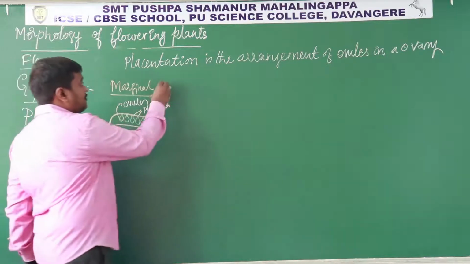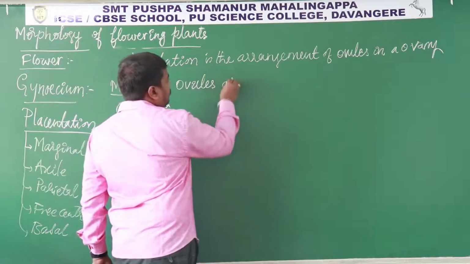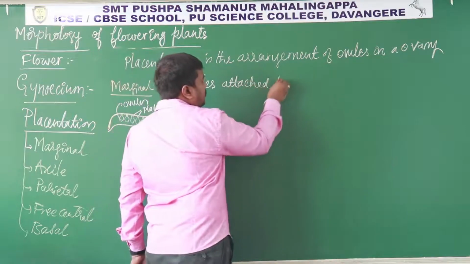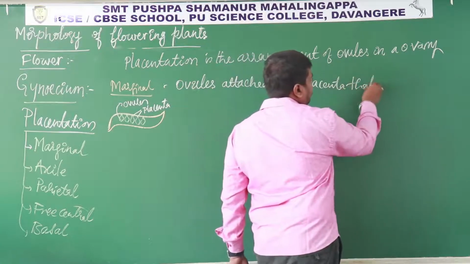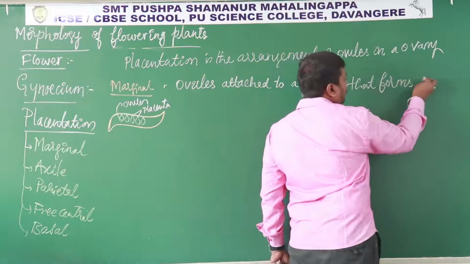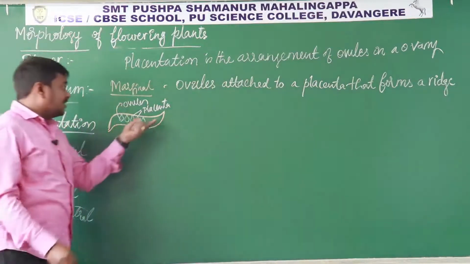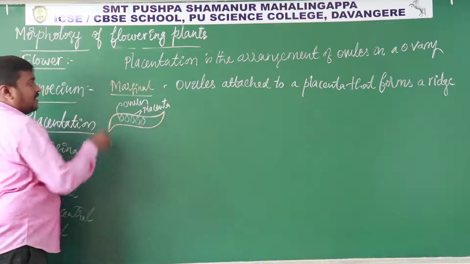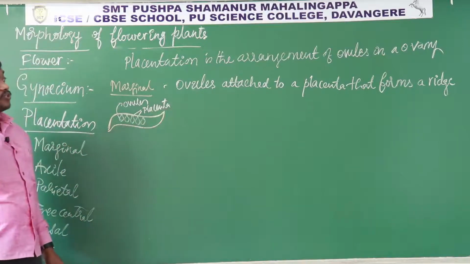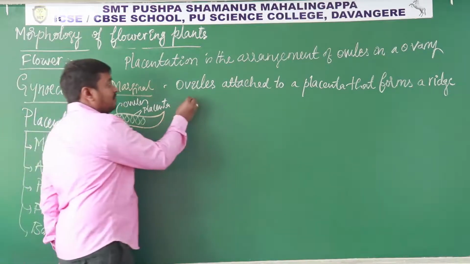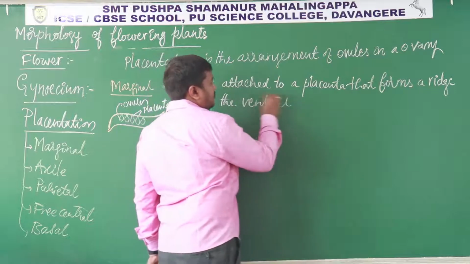Or in simple words, in marginal placentation, ovules attached to a placenta that forms a ridge. ಓಕೆ ದಟ್ ಫಾರ್ಮ್ಸ್ ಅ ರಿಡ್ಜ್. ಇದನ್ನು ರಿಡ್ಜ್ ಅಂತ ಹೇಳ್ತೀವಿ. ಈ ರೀತಿ ರಿಡ್ಜಲ್ಲಿ ಜಾಯಿನ್ ಆಗಿರುತ್ತೆ. ಓಕೆ ಅದು ವೆಂಟ್ರಲ್ ಸೈಡ್ ಇರುತ್ತೆ ಬಟ್ ಜಾಯಿನ್ ಆಗಿ ದೇ ಫಾರ್ಮ್ಸ್ ದ ಸ್ಟ್ರಕ್ಚರ್ ಲೈಕ್ ದಿಸ್. ಓವ್ಯೂಲ್ಸ್ ಅಟ್ಯಾಚ್ ಟು ಎ ಪ್ಲಾಸೆಂಟಾ ದಟ್ ಫಾರ್ಮ್ಸ್ ಎ ರಿಡ್ಜ್ ಅಲಾಂಗ್ ದ ವೆಂಟ್ರಲ್ ಸೂಚರ್.